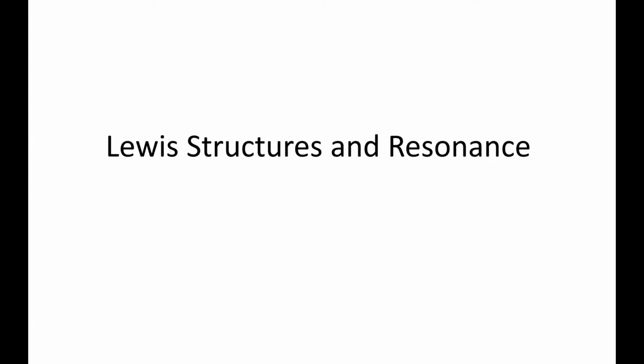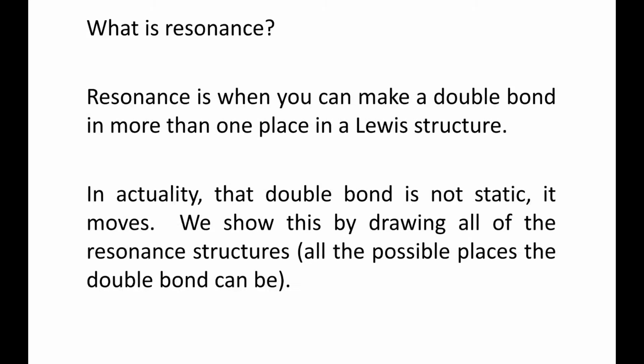Okay, these notes are Lewis structures and resonance. What is resonance? Resonance is when you can make a double bond in more than one place in a Lewis structure. In actuality, that double bond is not static. In other words, it moves, doesn't stay still. We show this by drawing all of the resonance structures, which are all the possible places the double bond can be. Okay, let's look at O3.